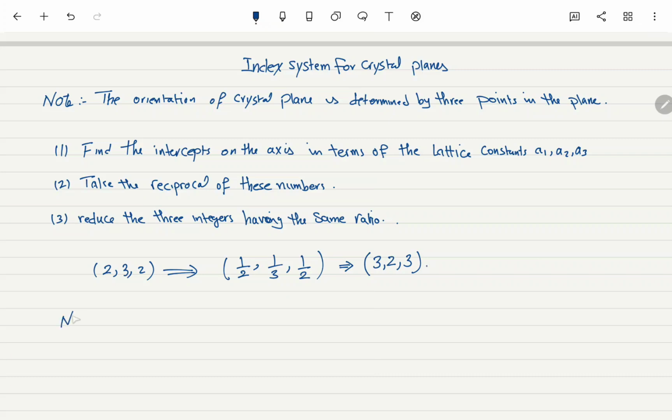Note, if the intercept is negative, you just place a bar at the top of the number. So rather than writing 3, 2, 3, you write them with a bar over the 3 in this case here. These are called Miller indices.